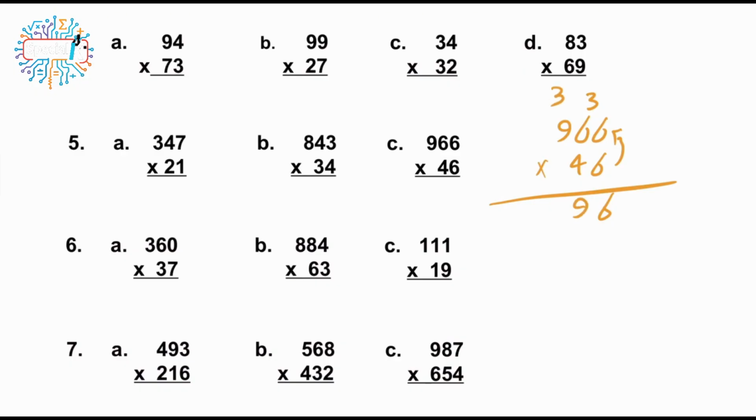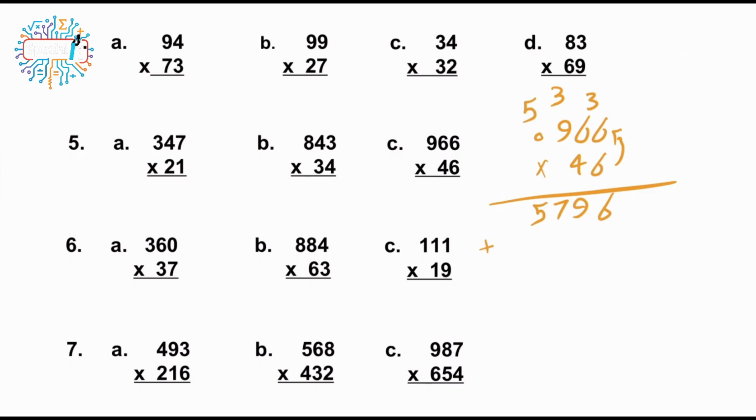6 by 9 is equal to what? 54. Either you can memorize it or you can use the times table. 6 multiplied by 9, 54, and after that plus 3 is 57. So I will keep the 7, move the 5 over here. I don't have any number over here. 6 times 0, 0 plus 5, and this is only the first part.